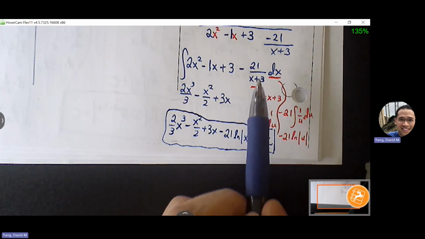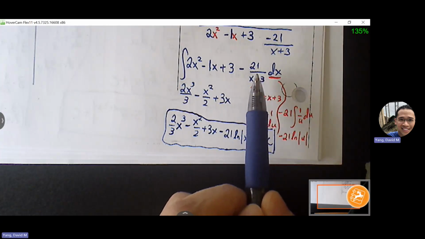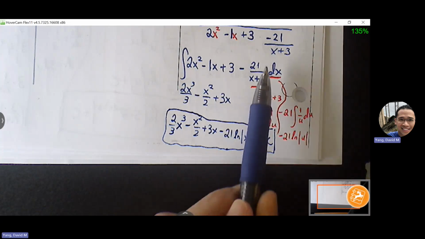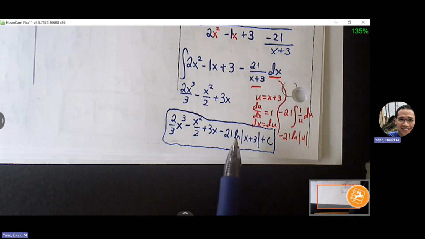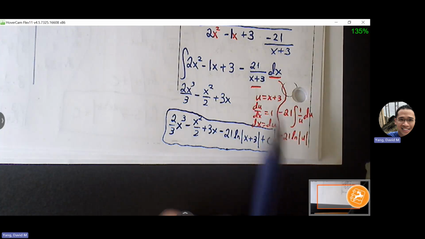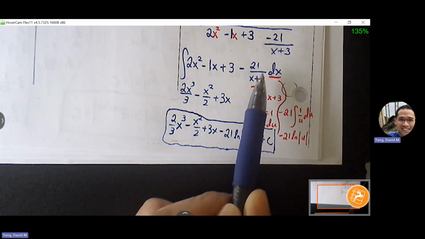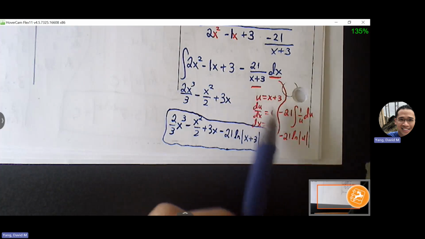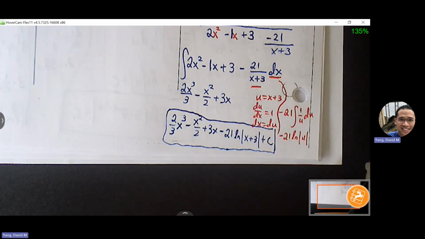So if you are able to look at this and jump from here to here, that's fine. But if you feel like you want to go through the full u substitution to help you see the full process, you can do that as well. So it's up to you whether you want to jump from here to here or show all the steps before you get to this point.